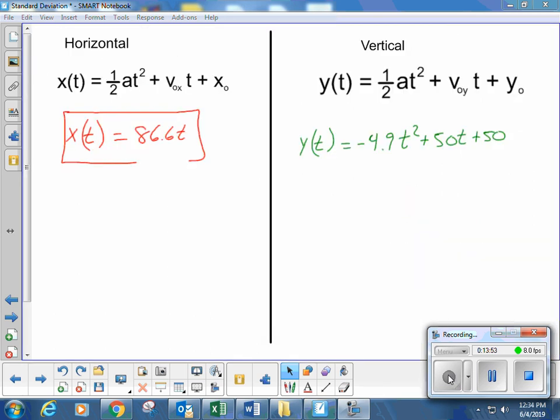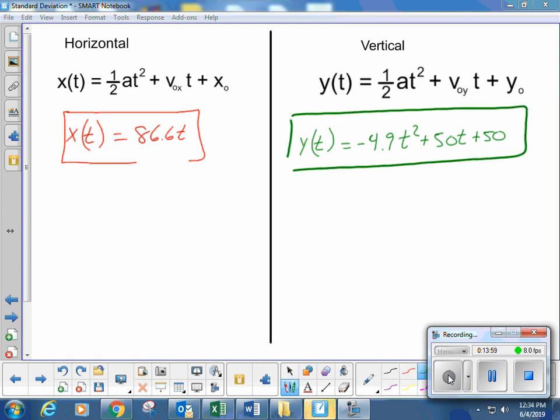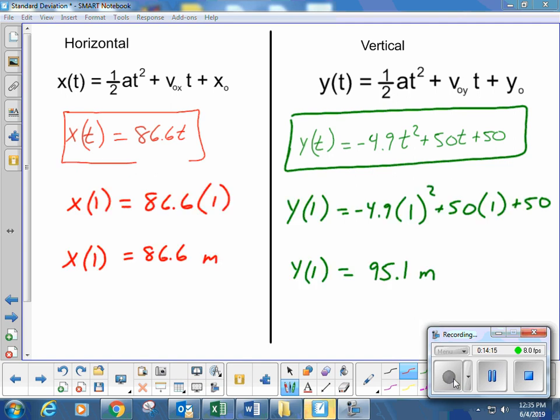Okay, now this is the key. Having these two equations is critical. Once I have these two equations written, and you can see it took a little bit of work to get these two equations, but once I have them, I can answer whatever question you want to ask. If you want to know, for example, where the object is going to be after, say, 1 second, I would say, well, x after 1 second, you can plug in 1 second for the time in the x function. Find that it was 86.6 meters out.